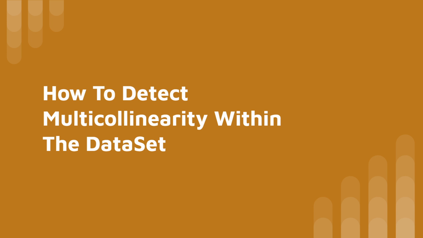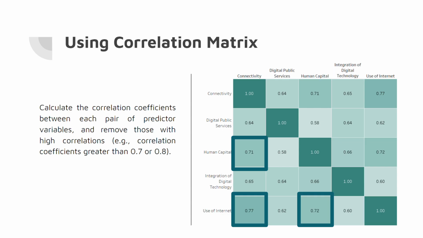How to detect multicollinearity? There are several statistical measures used to detect multicollinearity. One common way is to look at the correlation matrix between predictor variables. A correlation matrix is a table that shows the correlation coefficient between all possible pairs of variables. If two variables have a correlation coefficient of 0.7 or higher, they may be considered highly correlated and multicollinearity may be present.